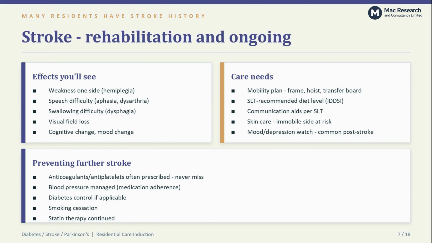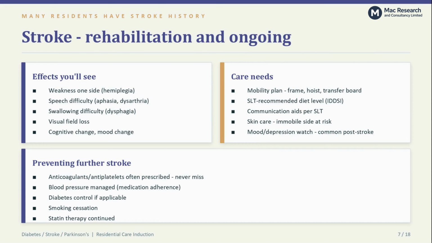Stroke rehabilitation and ongoing care for residents with stroke history. Effects you will see in many residents. Weakness on one side, hemiplegia or hemiparesis. Speech difficulty, aphasia, language production or comprehension, or dysarthria, slurred speech from motor weakness.